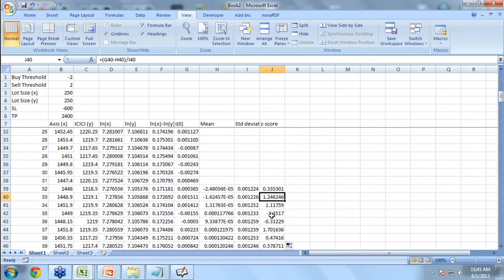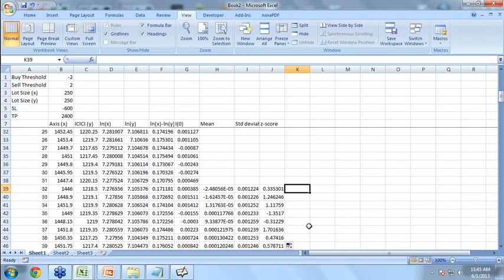All right. So this z score is basically telling me how far the score is from the mean. So in terms of deviation, this is 0.33 standard deviation away from the mean. This is 1.24 standard deviation away from the mean, so on and so forth.